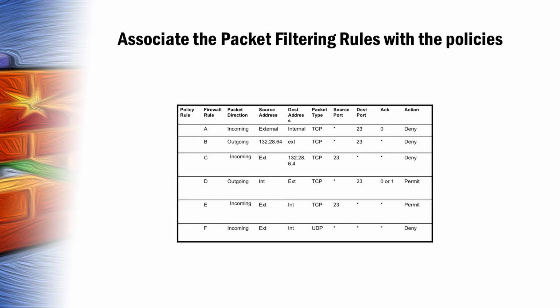Firewall rules are processed sequentially. When a packet is incoming or outgoing on the network, the firewall checks the rule set and compares it to the TCP/IP packet and will make a determination on how to proceed, either permitting or denying the request. A firewall rule set will look like the table shown and will contain the policy firewall rule, packet direction, source and destination address, packet type, source and destination port, the ACK field, and the action field for the firewall to take.